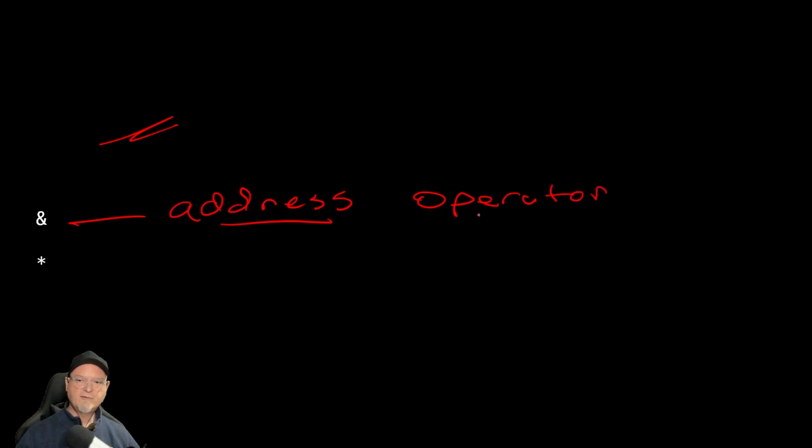We have used it before in a logical way as the and sign. And what this does is it is a way to notate the actual address in memory. So it lets us access that. The asterisk or star is called the dereference operator.